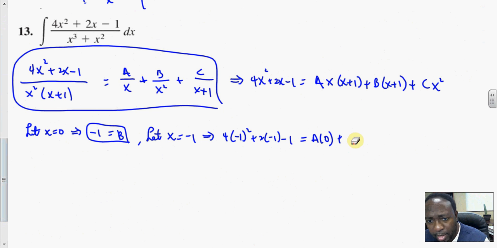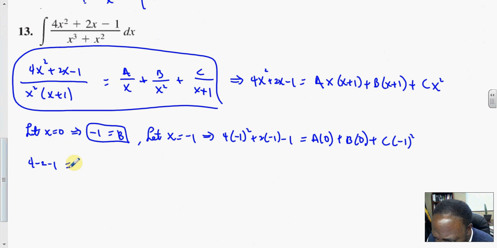Plus b times 0, plus c times (-1) squared. So we get 4 minus 2 minus 1 is equal to c. So we get 4 minus 3, so c is equal to 1. Now, what is a? I don't know. Okay, this is the a there.